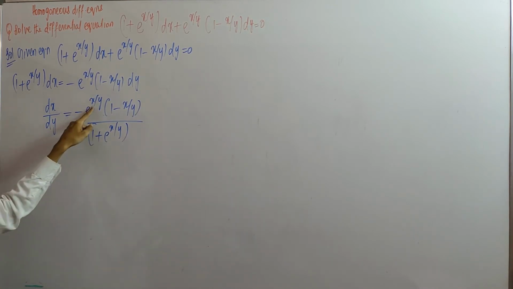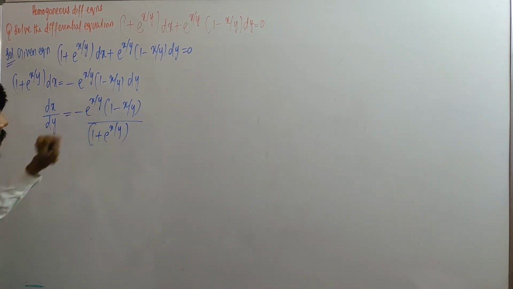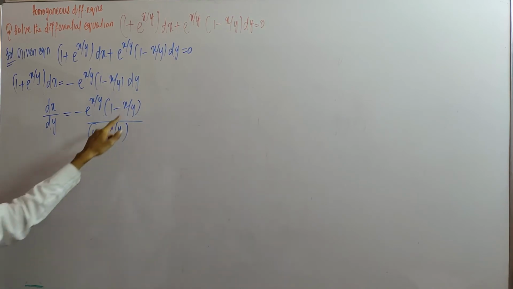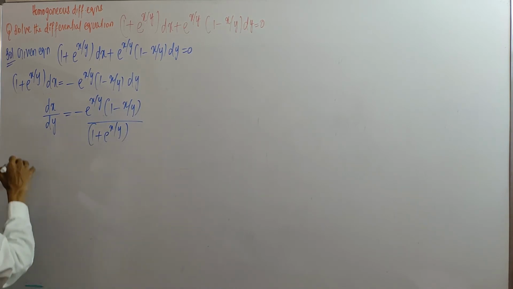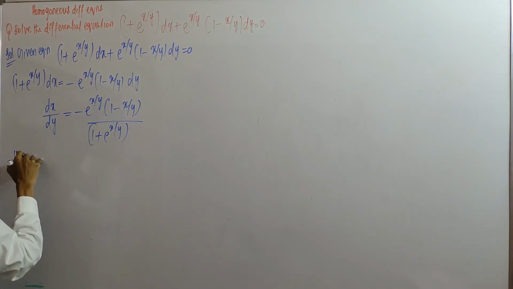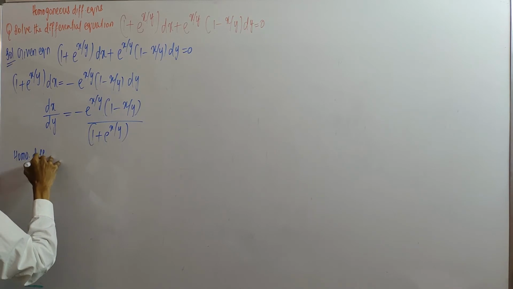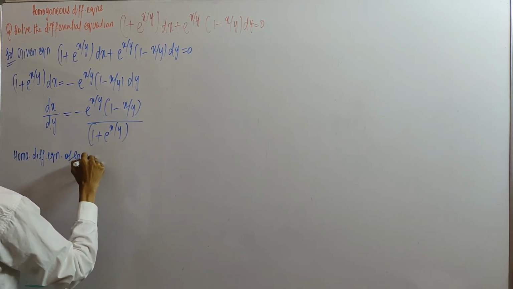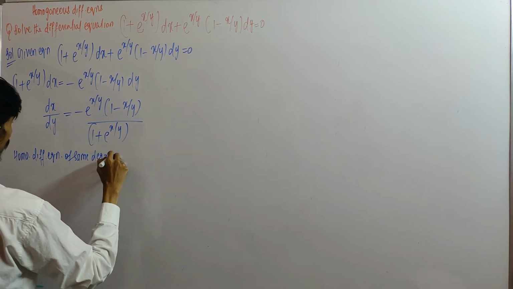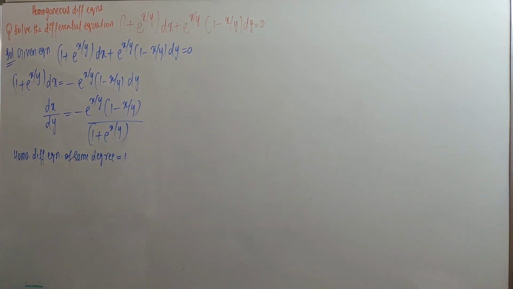Now here we have x power of 1, y power of 1, that is degree is 1. Here we have x power 1, y power of 1, degree is 1. So everywhere the degree is 1. It means that this is a homogeneous differential equation of same degree, that is 1.